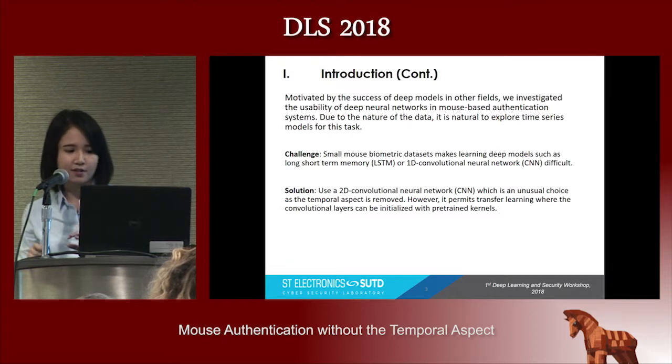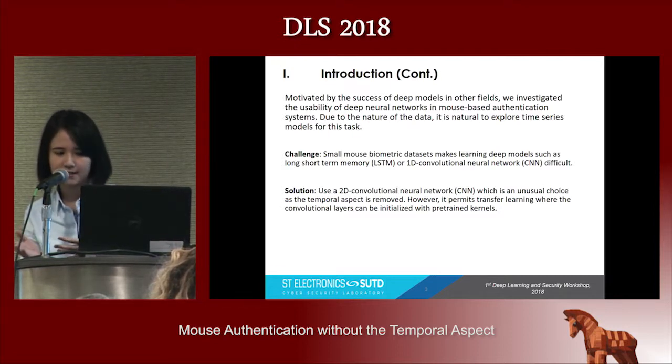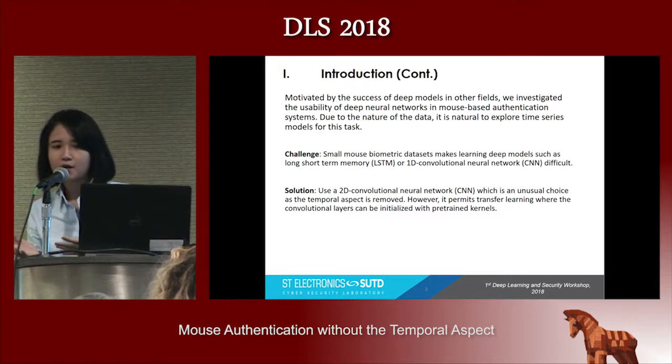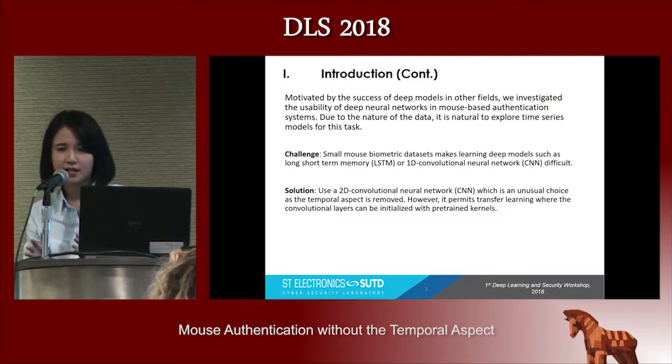So given the time series mouse data, it is natural for us to employ a time series-based model such as LSTM or 1D CNN. However, here in this work, we choose to use a 2D CNN model. If you think of it, it may seem strange because the 2D CNN model actually removes the temporal information from the data. However, our choice is mainly motivated by the fact that most publicly available mouse datasets are relatively small in size, which makes learning deep models from random initializations of weights difficult. But with 2D CNN, we can use transfer learning to initialize the kernels in the convolutional layers with pre-trained weights.